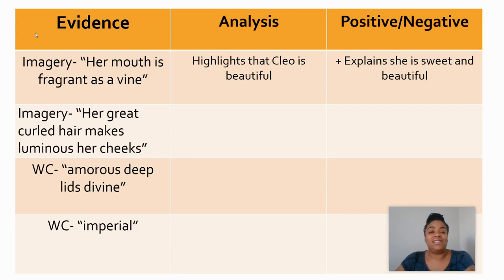We're looking at our second piece of evidence, and that reads, "her great curled hair makes luminous her cheeks." Her great curled hair makes luminous her cheeks. We now need to go in and do a deep analysis. What does it mean? What picture did that author paint? "Her great curled hair makes luminous her cheeks." What did you see? I'm going to give you 1 minute. You are going to write your analysis. Let's go.